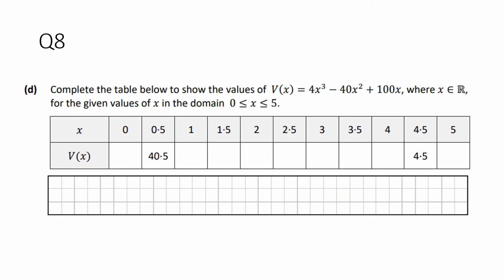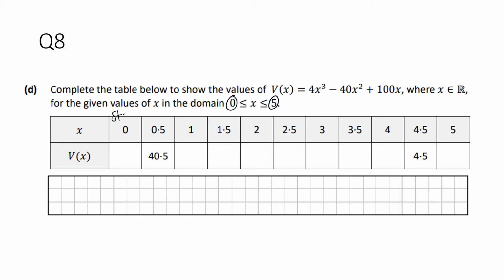For part D then, you're just putting them into your table. So if you go to your calculator and press menu or mode and go 3 for table, you want to put in your function of 4x cubed, just press alpha and then the bracket button for x, put in the cubed, and then put in minus 40, alpha again, x, put in the squared, plus 100, alpha and then x. You will be asked what is your start. Your start is 0. You'll be asked what is your end, which is 5. Which is the same as here and here.